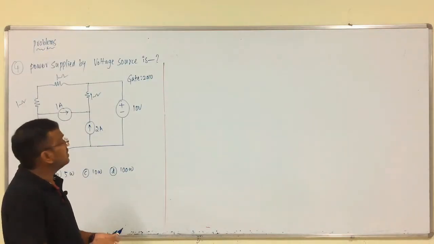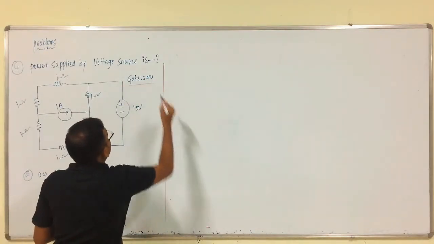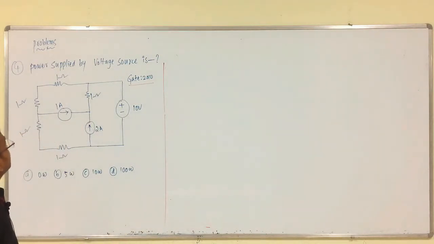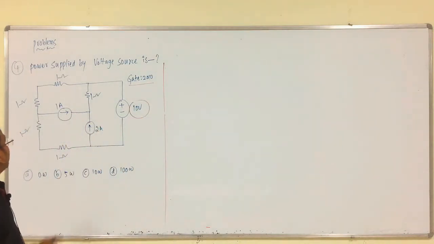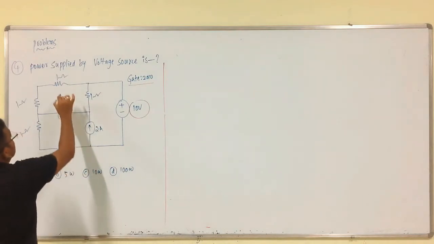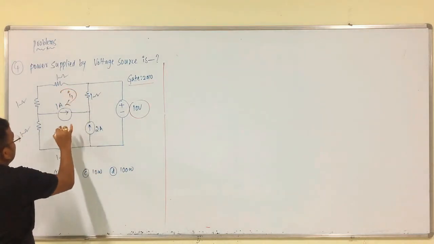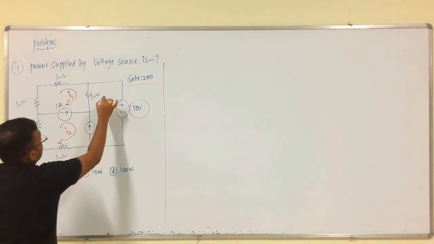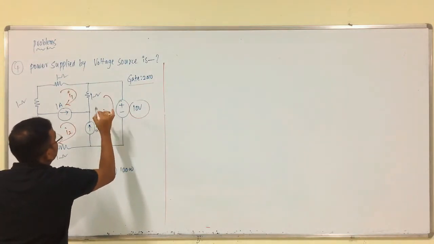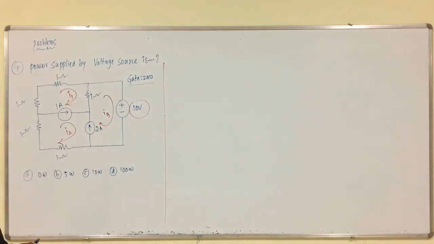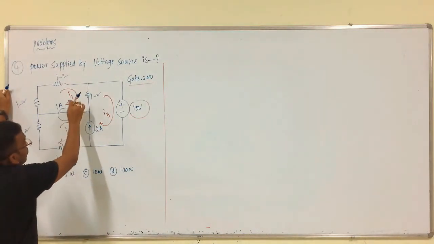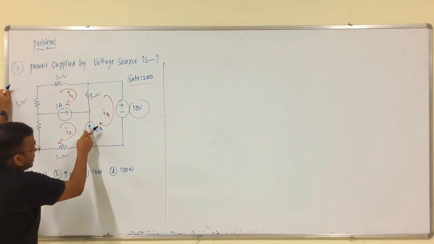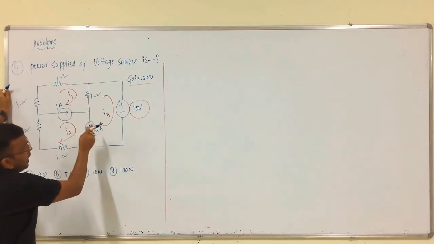Next problem is this GATE 2010 problem. From this we can calculate the power supplied by the voltage source. So, we have 3 loops: 1, 2, 3. This is I1, this is I2 and this is I3. This is the current source present between loop 1 and loop 2, and this is the current source present between loop 2 and loop 3.